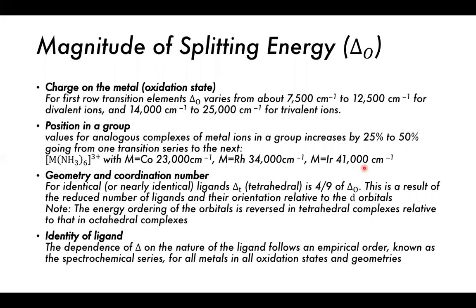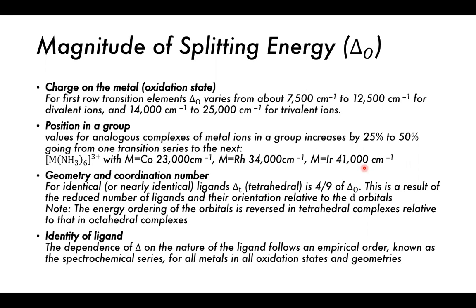Geometry and coordination number also will affect the magnitude of the splitting energy. So for identical or nearly identical ligands, Δt, the tetrahedral splitting energy, is about 4/9 of the octahedral splitting energy. So if we're able to find the octahedral splitting energy, then we can also apply that to the tetrahedral. This is a result of the reduced number of ligands and their orientation relative to the d orbitals, which means there's not as much energetic stabilization or destabilization. And so the energy ordering of the orbitals is reversed in tetrahedral complexes relative to octahedral complexes, because which orbitals interact with the ligands changes.